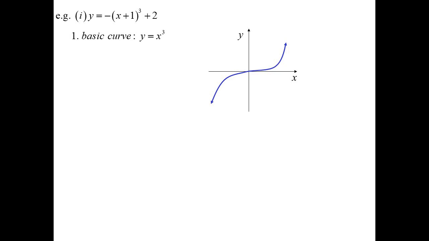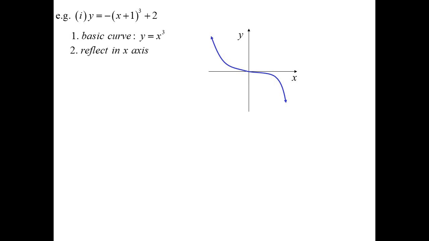We do the reflection first. But the reflection in this case is grouped with the function, not the x. So therefore, it's reflected in the x-axis. It's the y values we're changing. So there we go. Let's reflect that.